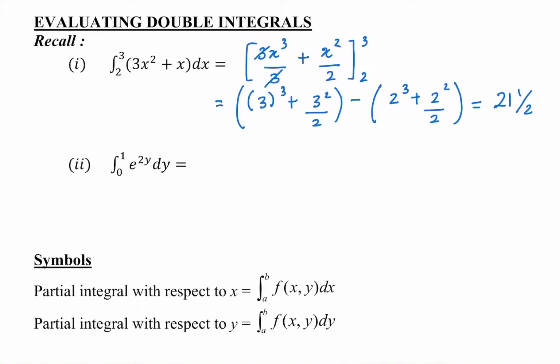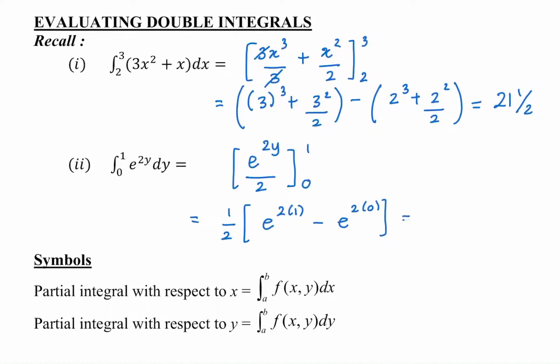Okay, second part, integrating exponent. Now, we are integrating with respect to y there. Okay, so integrating exponent y gives exponent y, divided by 2 for the values of 0 and 1. So insert the value here. So now I have, let's just bring the half out there, exponent 2 times 1, take away exponent 2 times 0. Hence, our final answer is half of exponent 2, take away 1.